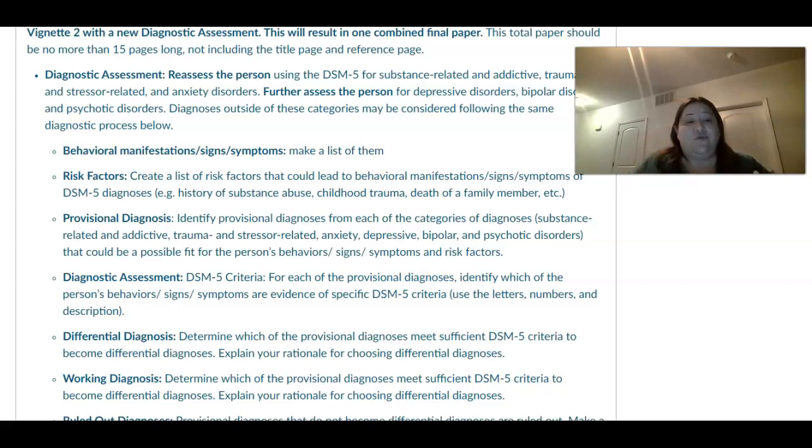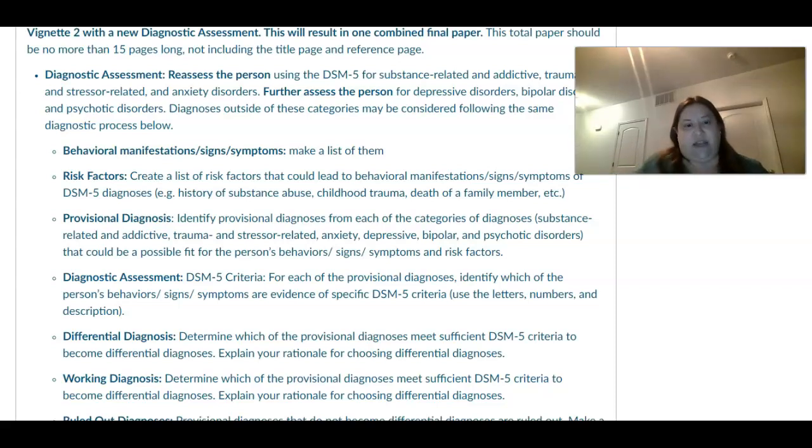Also, then you'll move on to your differential diagnosis. Remember, a differential diagnosis is a diagnosis that you think could be as close to it, but you need some additional information. You were doing this also in Vignette 1. You were being asked to have a provisional diagnosis, a differential diagnosis from one of the provisional diagnoses, and the other ones became ruled out.